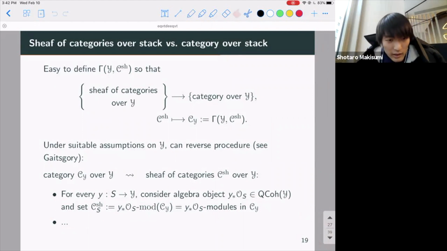So I have these two notions. A category over a stack is what I started with. And in the end, that's what I want if I want to define an action of some coherent category. I also have the notion of a sheaf of categories over a stack.